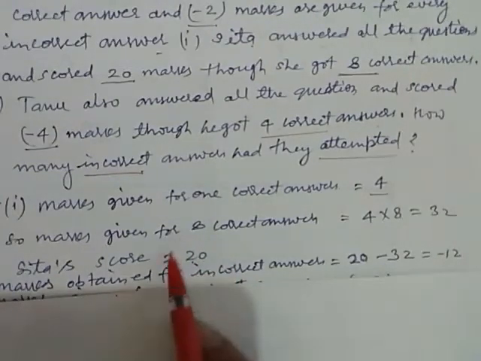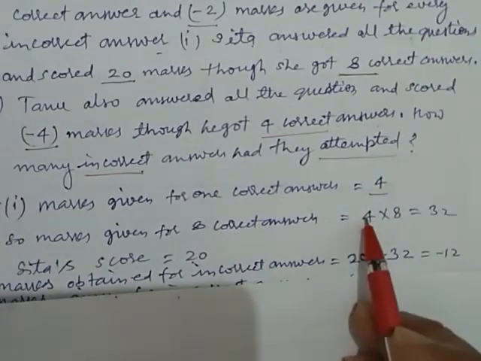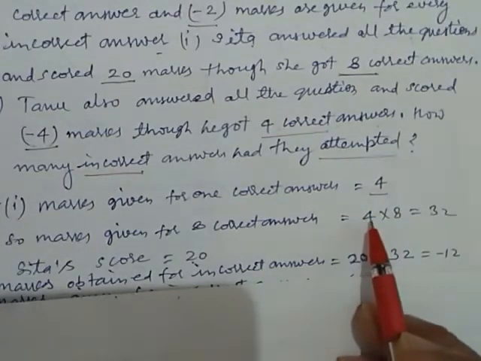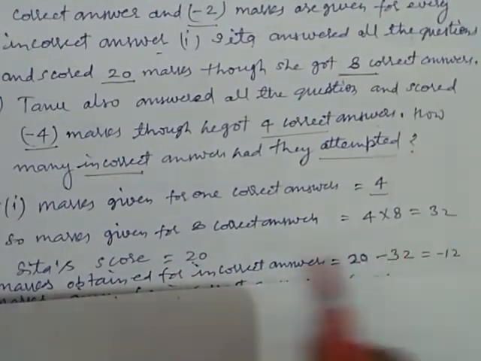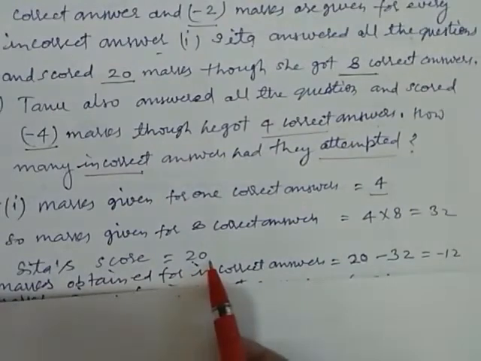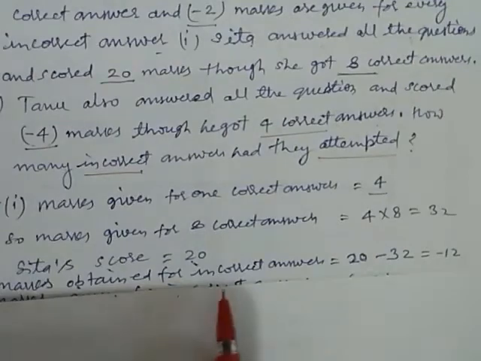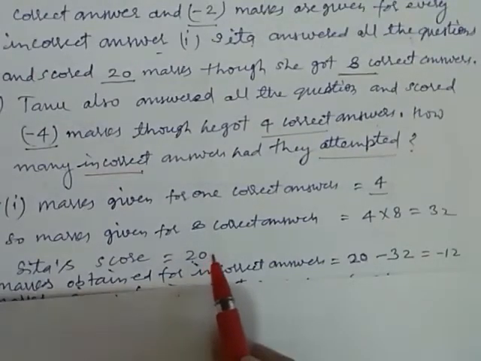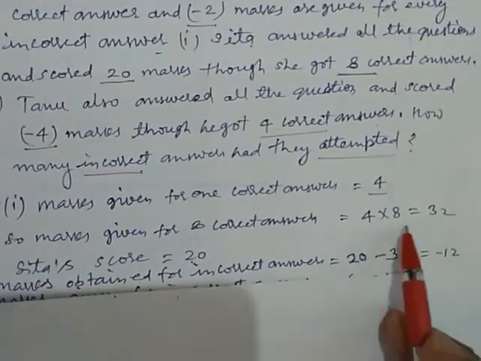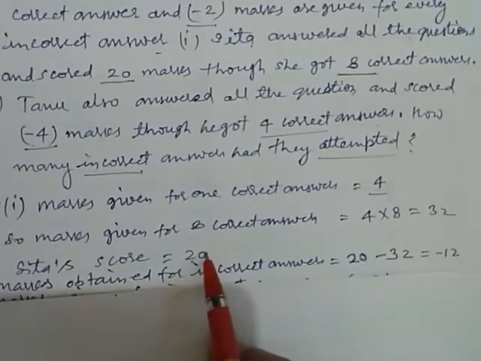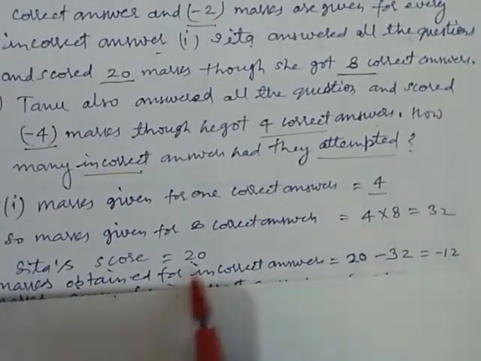This is the total marks and this is the marks by correct answer. So the rest of the marks is what we need to find. How? We subtract the correct answer score from the total score, because this is the total score. If something is added or subtracted, we get this. So this is the total score and this is the correct answer score, and we subtract this from this.